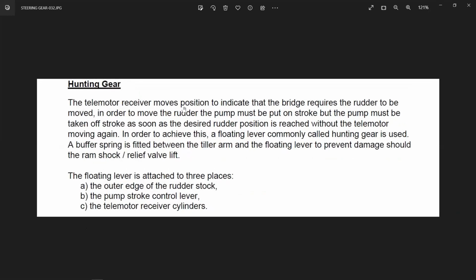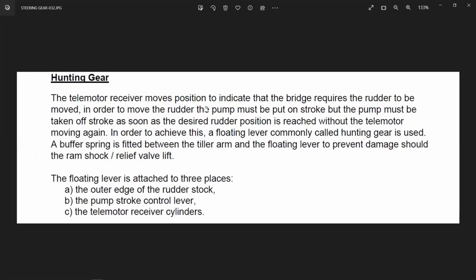Now, the telemotor receiver moves position to indicate to the bridge that the rudder needs to be moved. In order to move the rudder, the pump must be put on stroke, but the pump must be taken off stroke as soon as the desired position is reached. That means as soon as the desired angle of the rudder is reached, the pump should be stopped, even without the telemotor moving again.